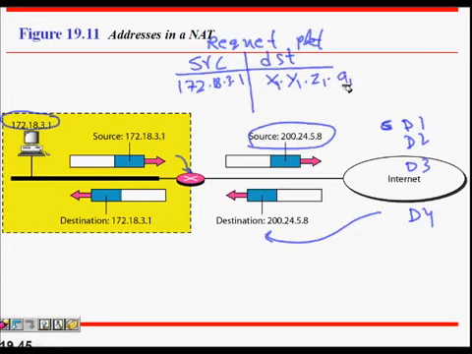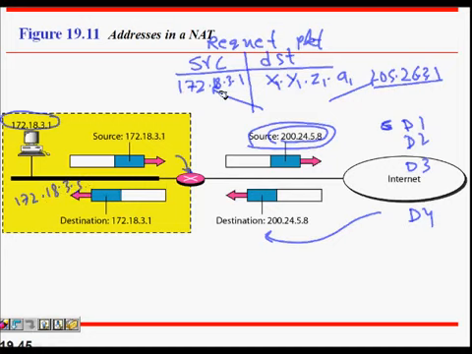Okay, let's put something, so 205.26.3.1. When the reply comes back from here, the source address is this and the destination will be 200.24.5.8. But from this table it will know that the destination was this, so the IP address to which I should return it is 172.18.3.1.